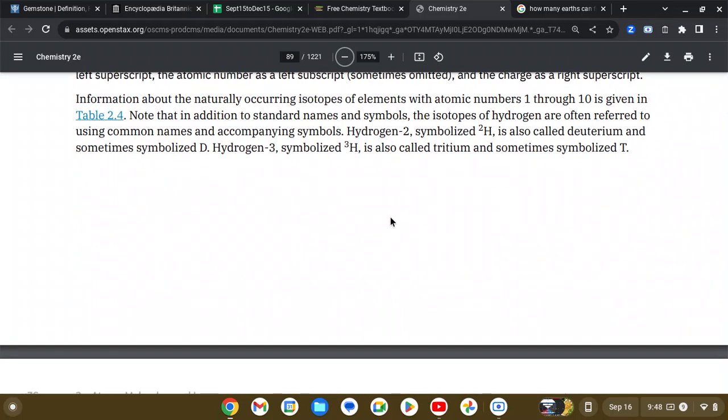Information about the naturally occurring isotopes of elements with atomic numbers 1 through 10 is given in Table 2.4. Note that in addition to standard names and symbols, the isotopes of hydrogen are often referred to using common names and accompanying symbols. Hydrogen-2, symbolized 2H, is also called deuterium and sometimes symbolized D. Hydrogen-3, symbolized 3H, is also called tritium and sometimes symbolized T.